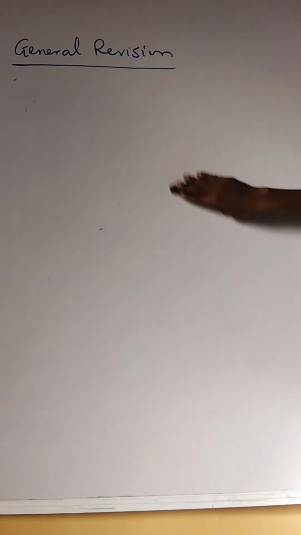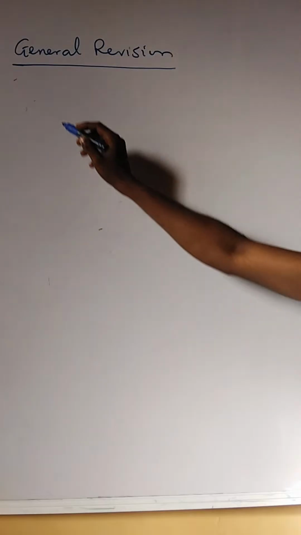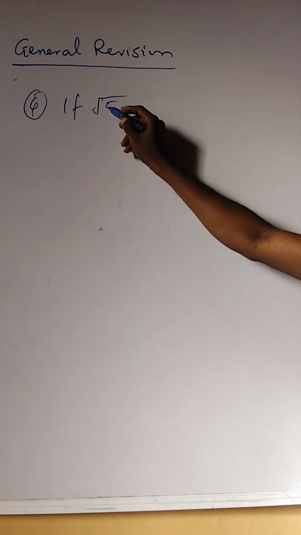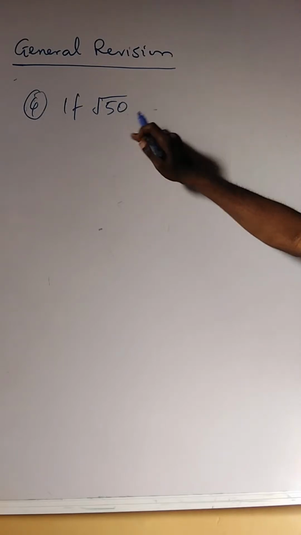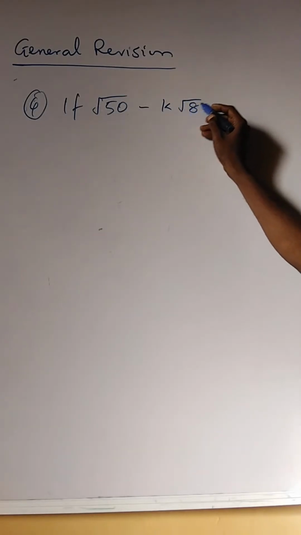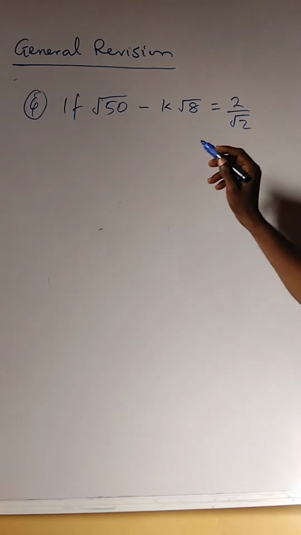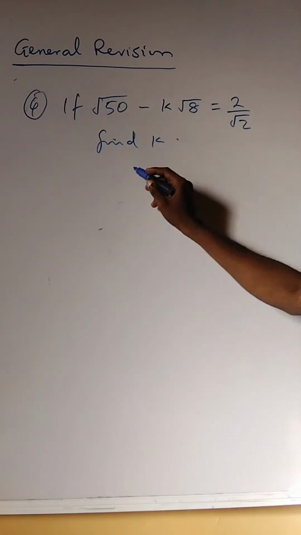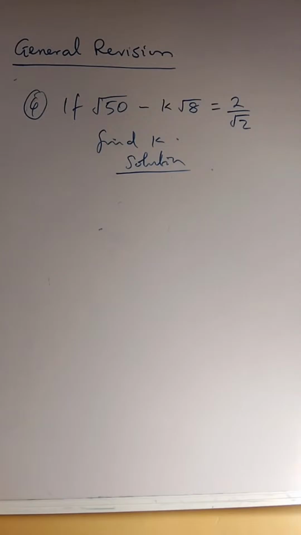So let's call this number 6. And this is unsolved. The question says if root 50 minus k root 8 is equal to 2 over root 2, find k. So this is the equation to find the value of k.